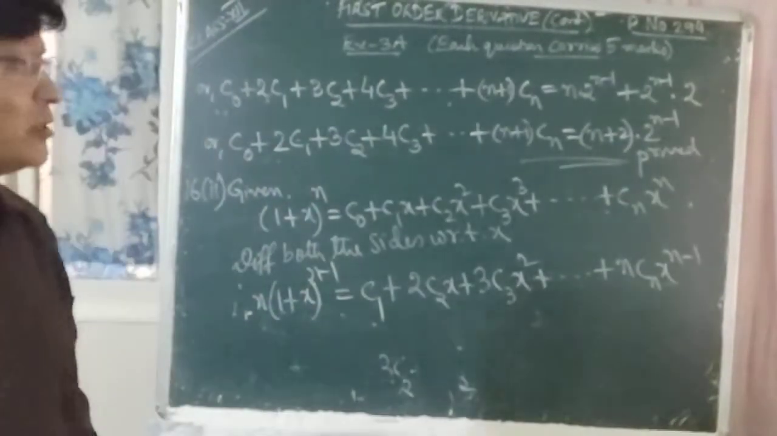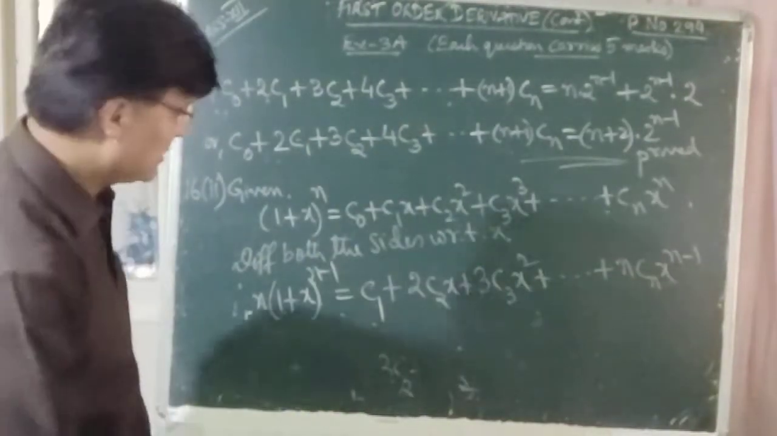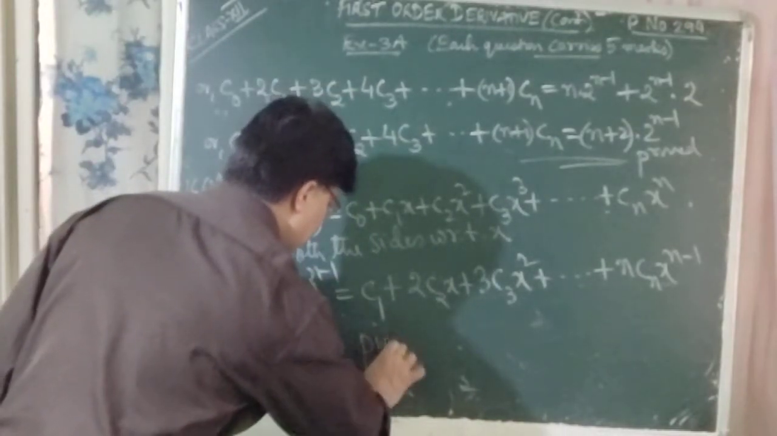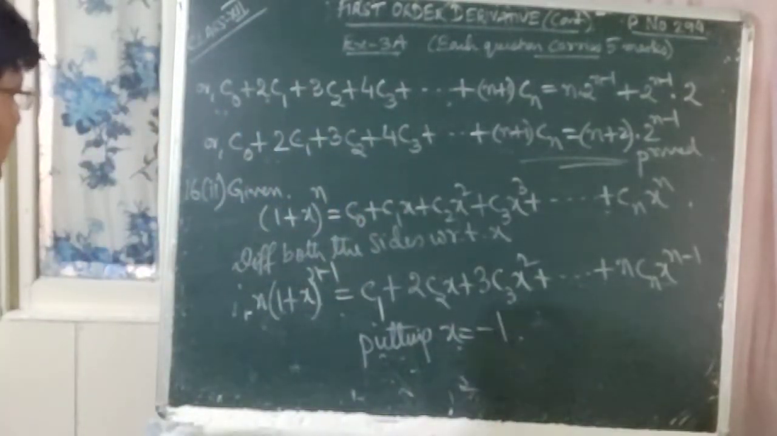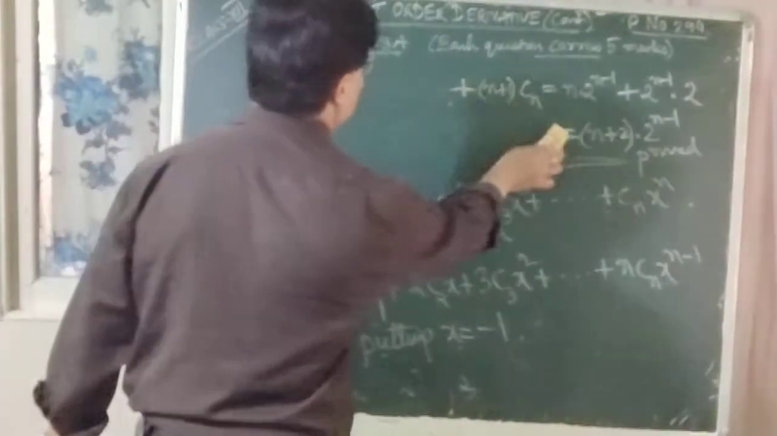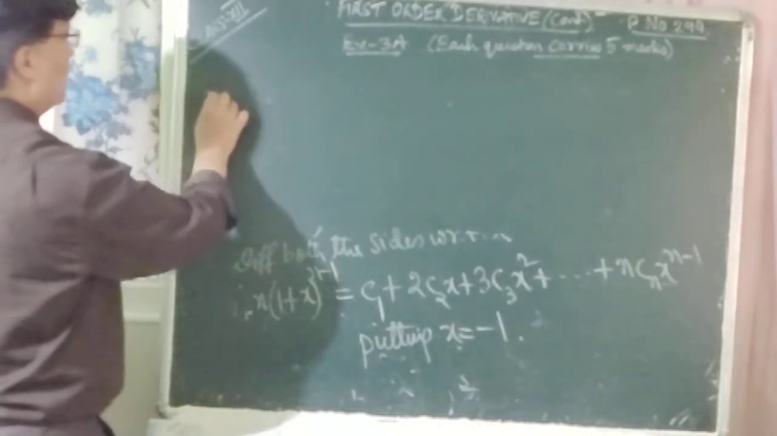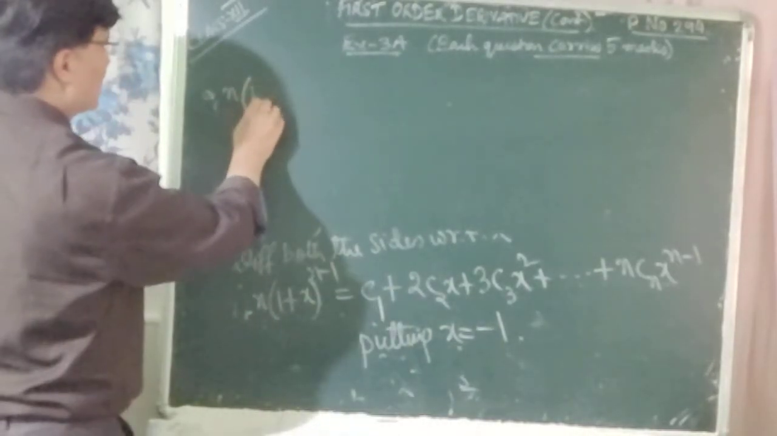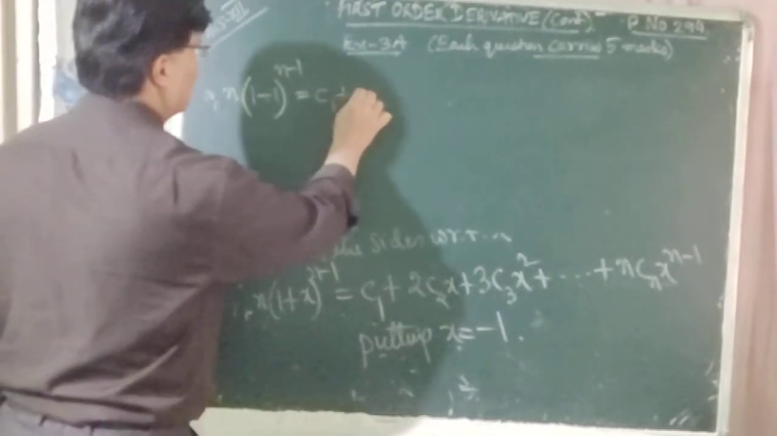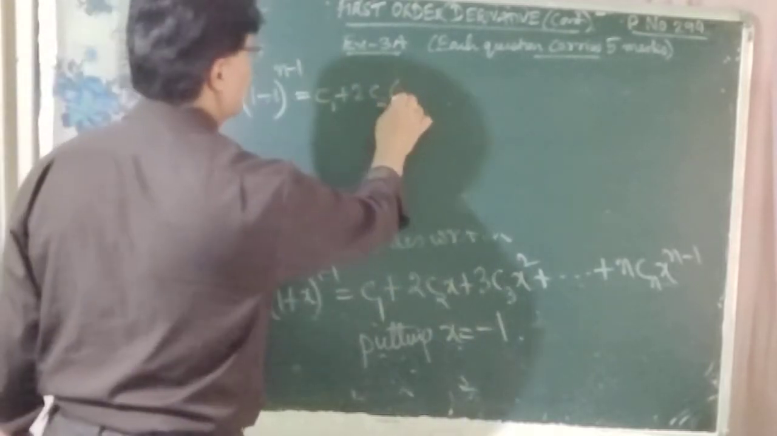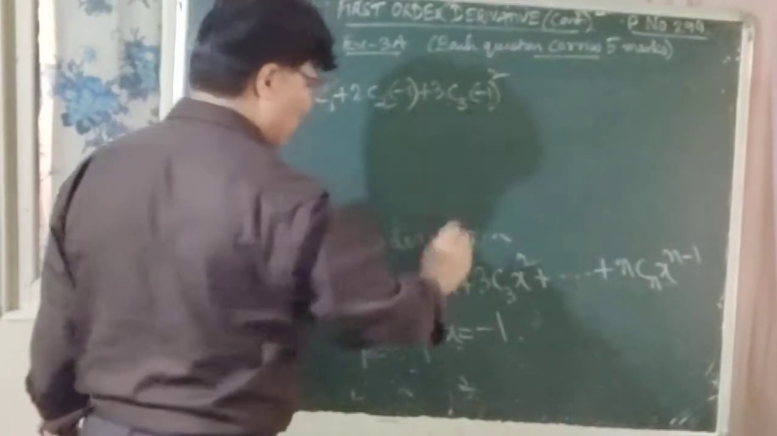That means you put x is equal to minus 1 out here. Okay? So if you put x is equal to minus 1 here, you can get the result, right? So write down, putting x is equal to minus 1. Putting x is equal to what? Minus 1. Okay? So let us put x is equal to minus 1 here. So let's see what happens. n into (1 minus 1) whole to the power n minus 1 is equal to c1 plus 2c2 into what is x here? Minus 1 plus 3c3, this is your (minus 1) whole square.